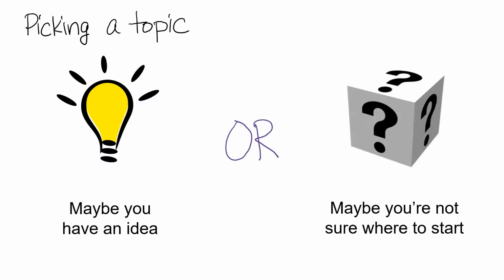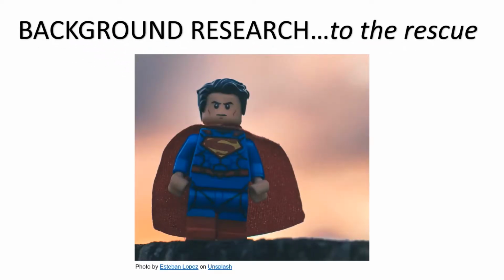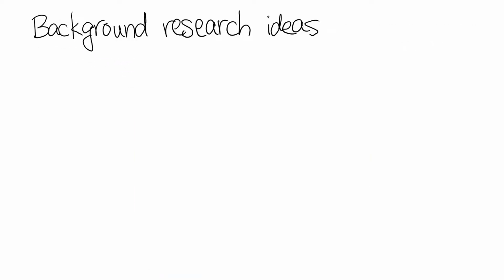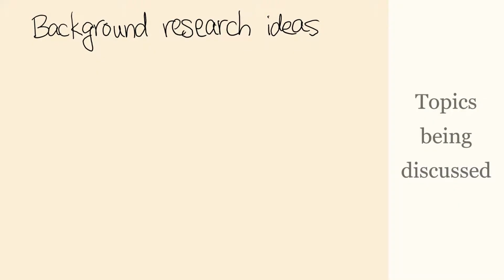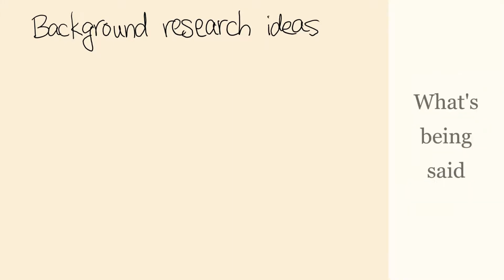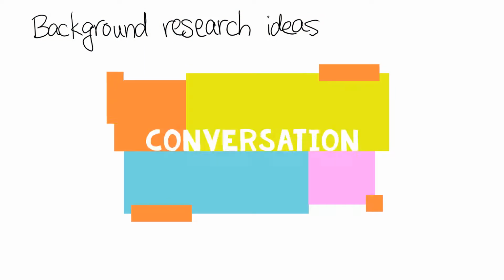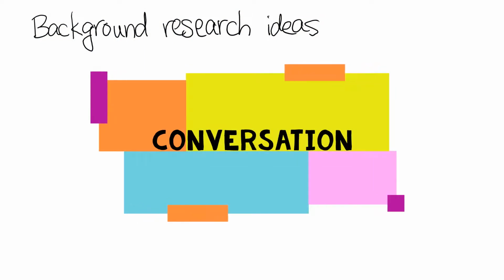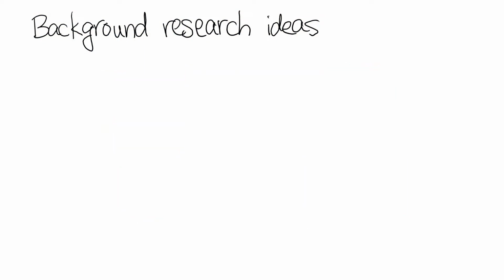Let's talk a little more about picking a topic and doing background research. As you're starting to pick a topic, maybe you already have an idea or you're not sure where to start. Regardless of which camp you might find yourself in, background research will come to the rescue. So the point of background research is reading widely to learn what topics are being discussed, who is writing or speaking about a topic or issue, and what's being said. You want to get a basic knowledge of the conversation about a topic. That's the point of background research.